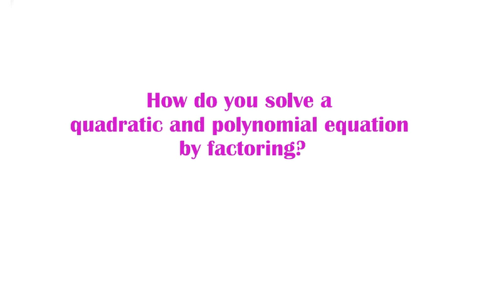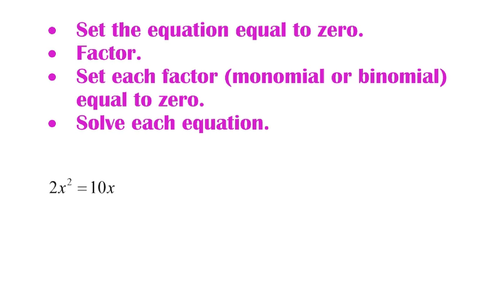For this lesson, we're going to look at how to solve a quadratic and polynomial equation by factoring. Here are some really general steps that you can follow each time you're asked to solve a quadratic or a polynomial equation. The first step is to set the equation equal to 0. The next step is that you're going to factor, followed by setting each factor, which will be either a monomial or a binomial, equal to 0. And lastly, you're going to solve each individual equation.